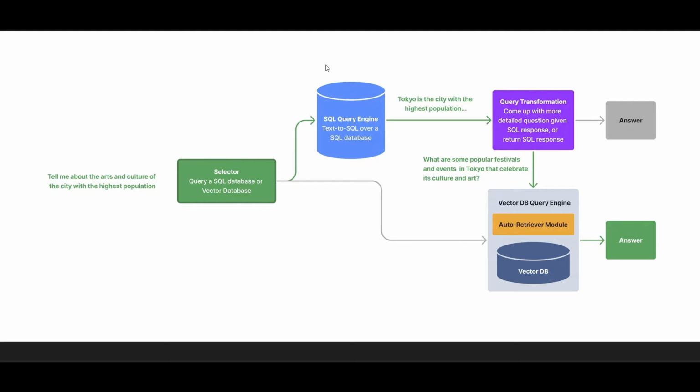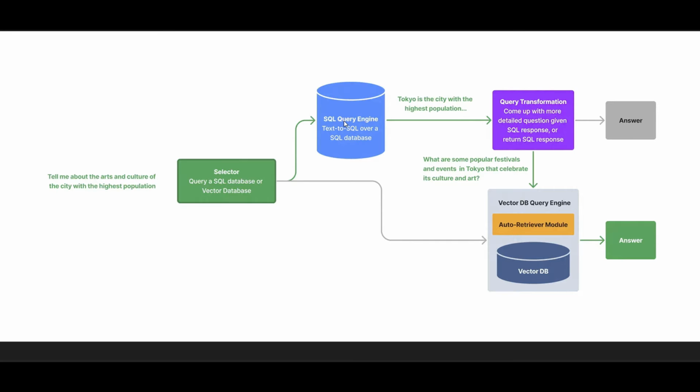So as an example, I want to ask the question: tell me about the arts and culture of the city with the highest population. Well, I have a SQL database here that has the information about different cities and their population. So obviously I need to do a SQL query. Here my LLM will convert my question to a SQL query, and let's say it understood that Tokyo was the most populated city in my SQL database.